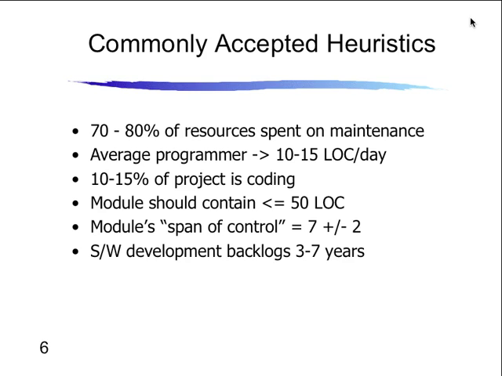Here's some commonly accepted heuristics. 70 to 80% of the resources are spent on maintenance. Yep. So when does maintenance happen? At the end, when you don't have any money? So it costs you longer to maintain, which is why nobody includes maintenance anymore. You're not going to maintain something.